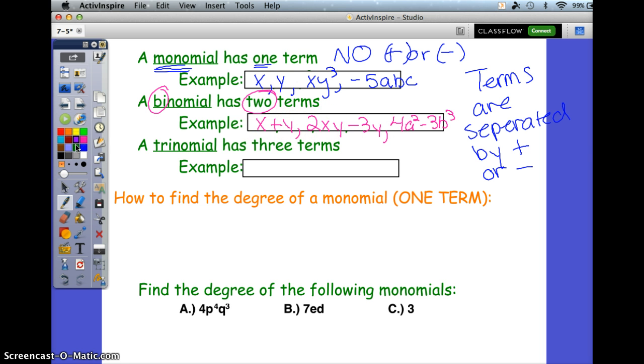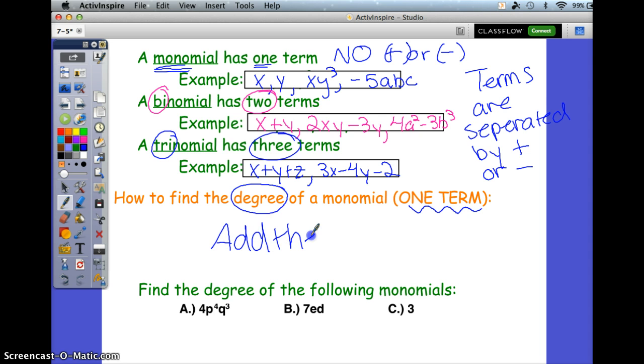A trinomial is like a tricycle. You have 3 terms. So this might be x plus y plus z. It might be 3x minus 4y minus 2. All of the above have 3 terms. Now, if you want to find the degree, there might be questions that say find the degree of the monomial, which means one term. All you simply do is add the exponents.